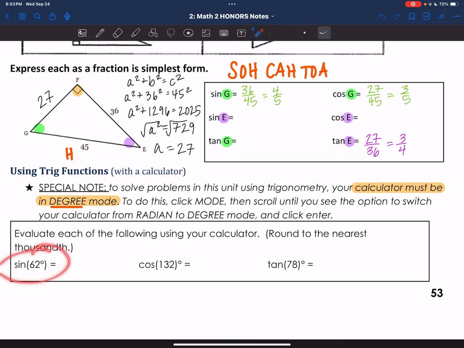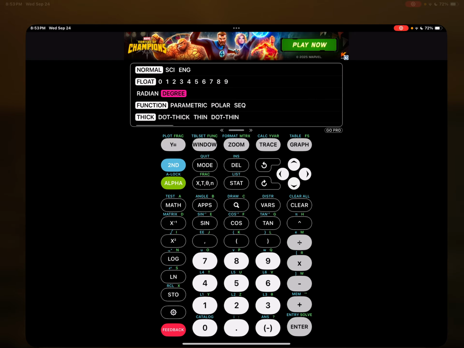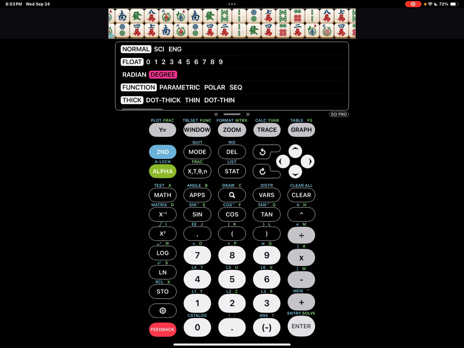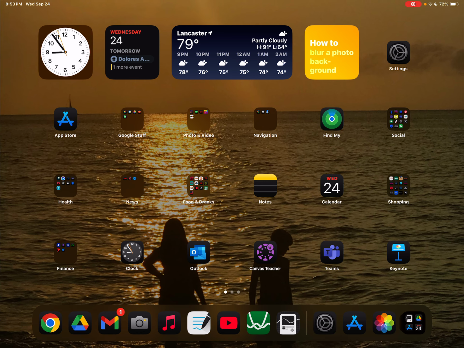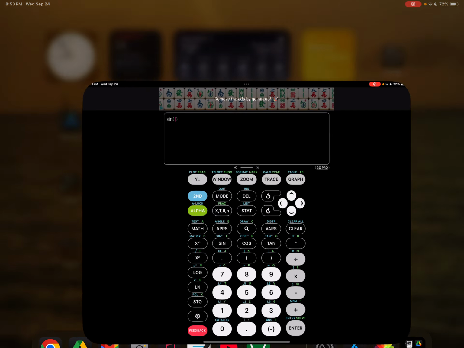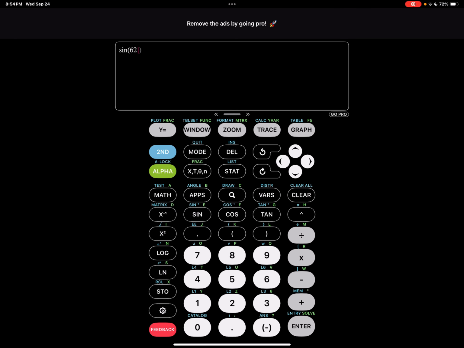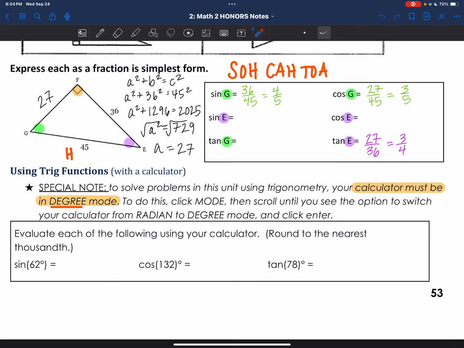So you're going to go sine 62. We're going back to here, and we pressed enter, so we should be good. All right, so we go sine, and then what was it, 62, I believe? Yes, 62. Then press enter, and that's your answer. We said that was point, and we'll just round it to the nearest thousandth.